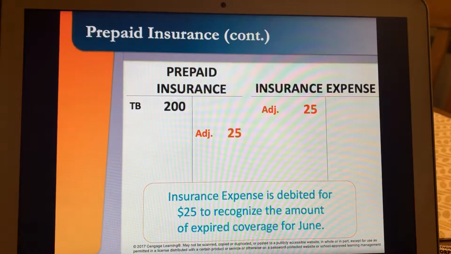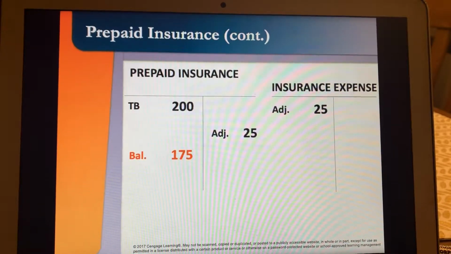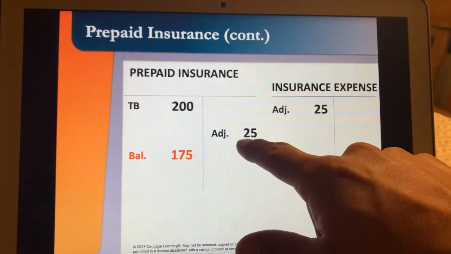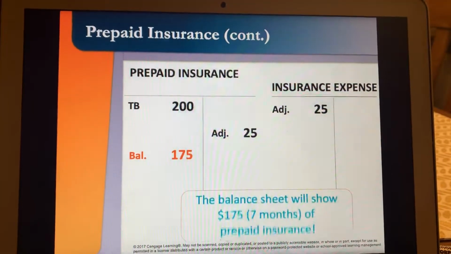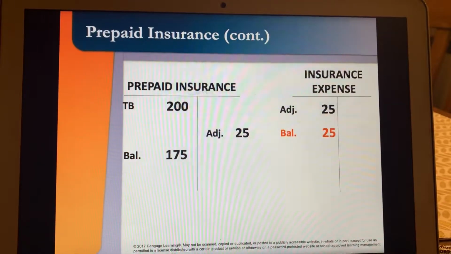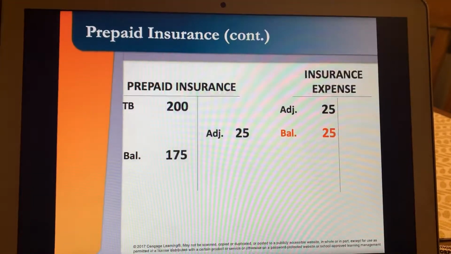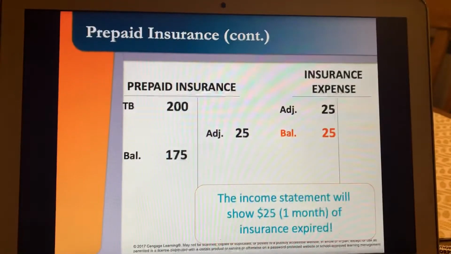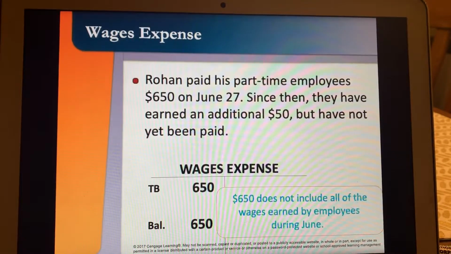Again, expenses always go to our income statement. So the prepaid insurance account is going to be $175 because we made this adjustment. That's exactly what it says right there in the balance, and insurance expense is going to be $25, and that goes directly to the income statement.